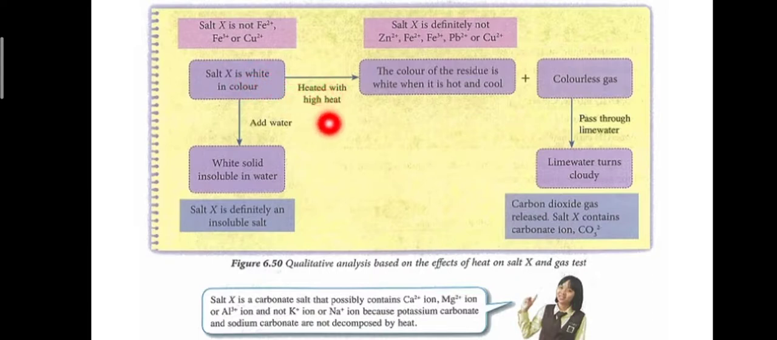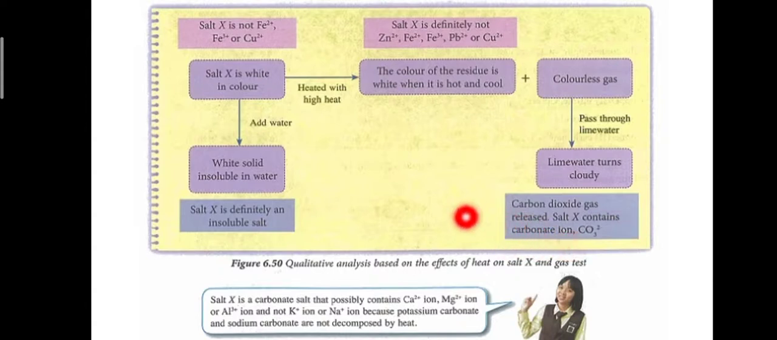When heated with high heat, the color of the residue is white when it is hot and cool. And then it produces a colorless gas. The gas we pass through lime water, the lime water turns cloudy. So here we know that carbon dioxide gas is released. So when carbon dioxide gas is released, salt X contains carbonate ion.